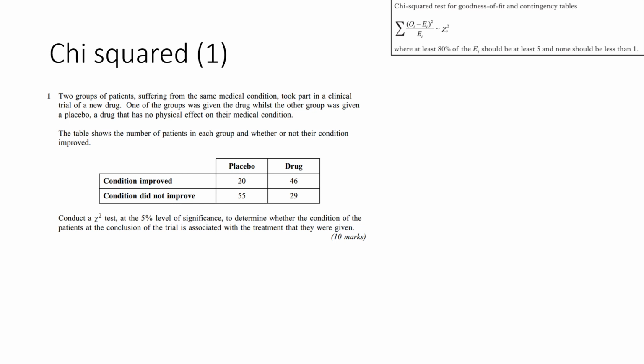So first thing we do is we write the null hypothesis, which is condition is independent of treatment, so treatment does not affect the condition. An alternative is that condition is dependent upon treatment.